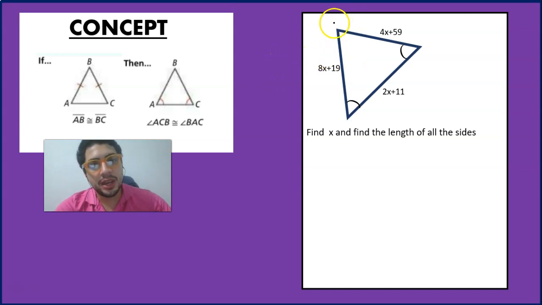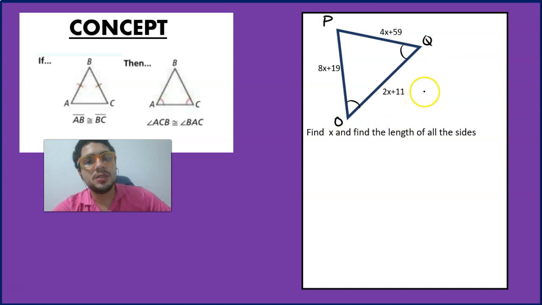So we're given a triangle, let's call it triangle PQO, right? And in triangle PQO, we're being asked to find the length of all the sides. Now, the only information that we're given is that the angle PQO and the angle POQ are congruent because of the symbols we have here. So apart from that, we have nothing else.